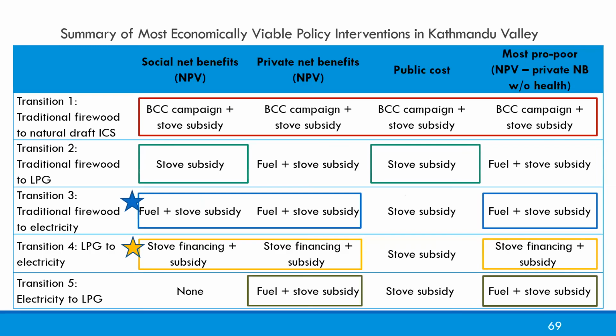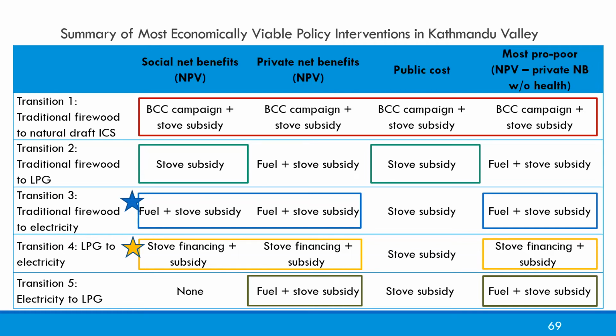Next slide. Here is a summary of the most economically viable policy interventions in Kathmandu Valley. We see that of all cooking transitions, owing to the number of households using LPG in Kathmandu Valley, transitions from LPG to electric cooking are potentially most favorable under the stove financing plus stove subsidy option. Transitions away from traditional firewood stoves to electric stoves are also attractive and likely to be pro-poor, though they affect a smaller fraction of households.